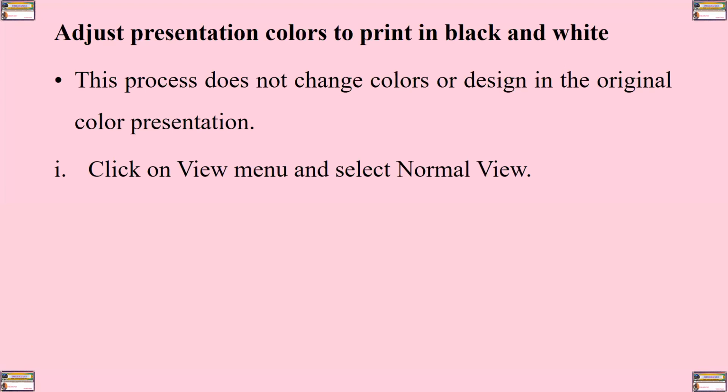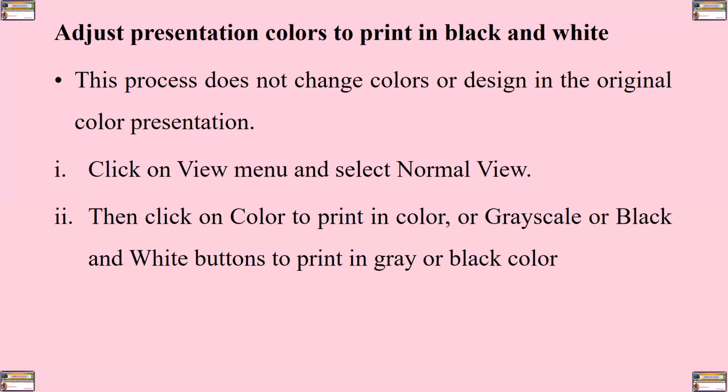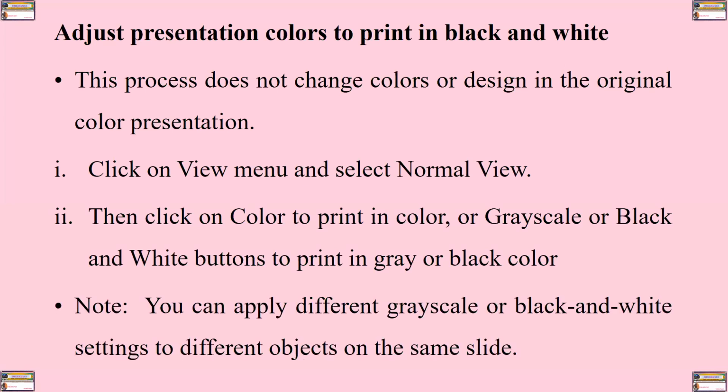To do that, you click on the View menu and select Normal View. Then click on Color to print in color, or on Grayscale or black and white buttons to print in gray or black color. Note, you can apply different grayscale or black and white settings to different objects on the same slide.